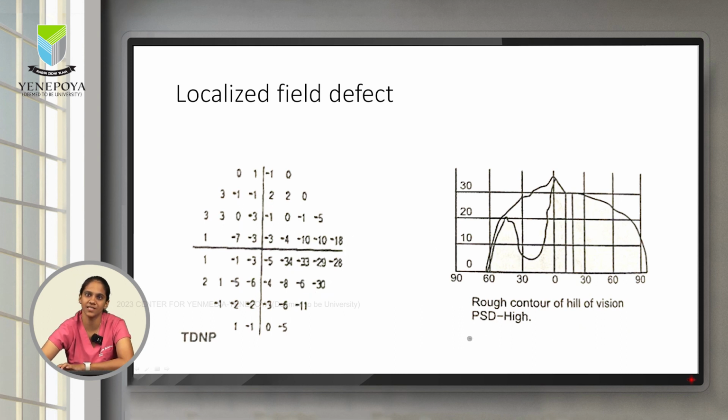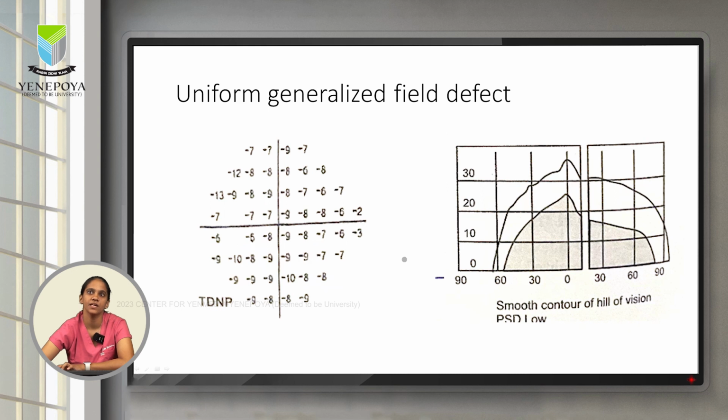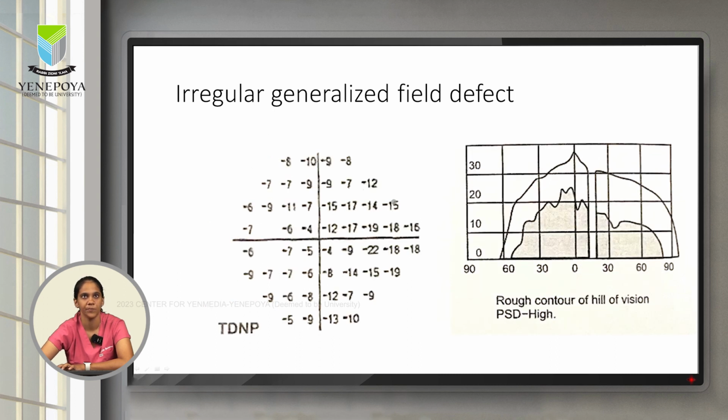Okay. In such cases, the PSD will be high. In a uniform generalized field effect where everything falls, there is very little change in the interval between values, that is, it's minus 8, minus 9, minus 7, all within the range of minus 6 to minus 11, which is a very small range, right? So in such cases the hill would have fallen uniformly. So there is a smooth contour of the hill, and PSD will be low.